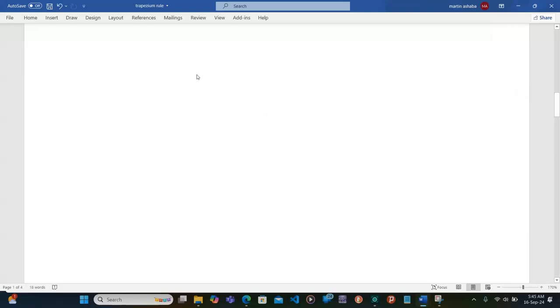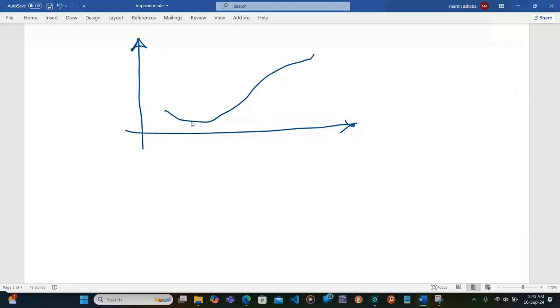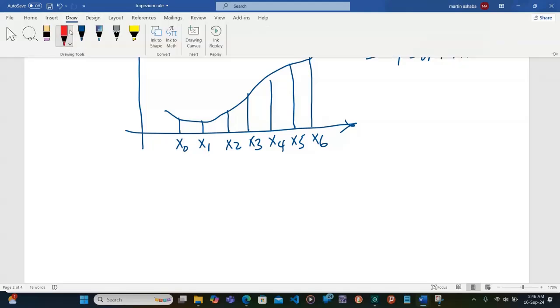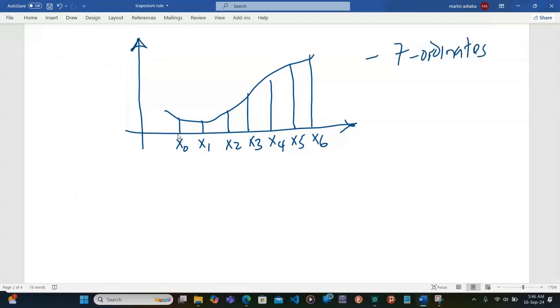So now consider a function f of x. Let us assume that is our function f of x, and we have x naught, x1, x2, x3, x4, x5, maybe x6. So here we are considering 7 ordinates. What would be the corresponding values of y? The corresponding values of y from here to here: this will be y naught, this is y1, y2, y3, y4, y5, and y6. Remember, this is the function f of x, and those are the x values.